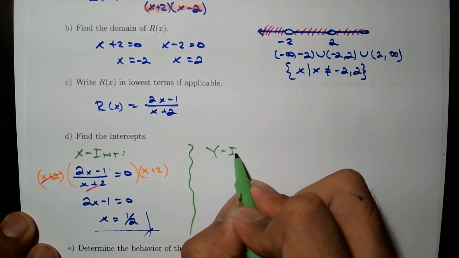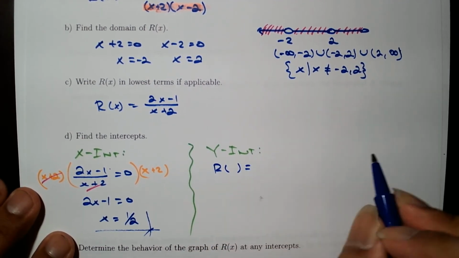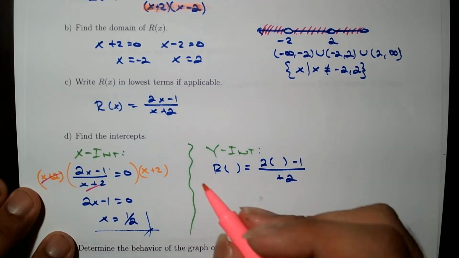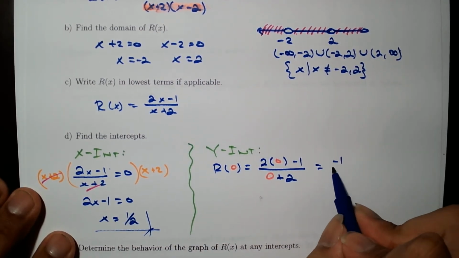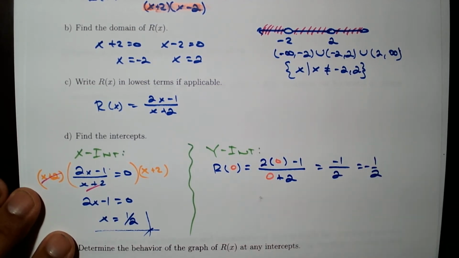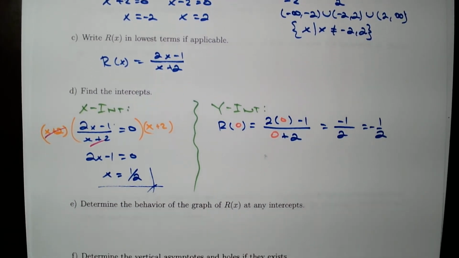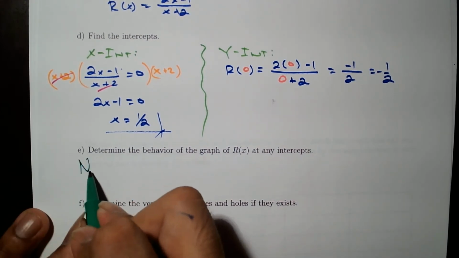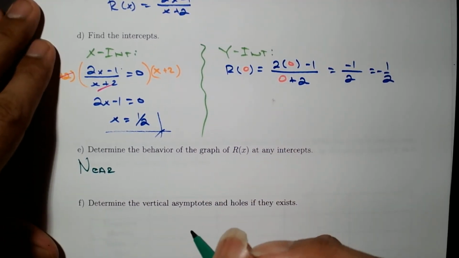So that's the x-intercept. For the y-intercept, we're going to plug in 0 wherever we see the letter x. So 2 times 0, which is 0, minus 1, that's a negative 1. 0 plus 2, that's 2, so we get negative 1/2. Okay, so those are the intercepts. Now let's see. Determine the behavior of the graph at any intercepts. In this case, the x-intercept, so near 1/2. Well, actually, let me keep it as 1/2.